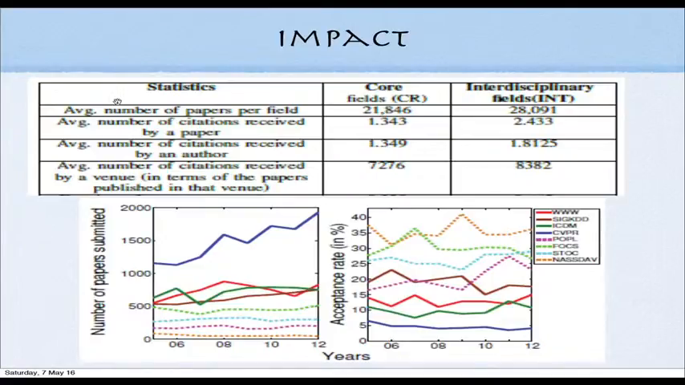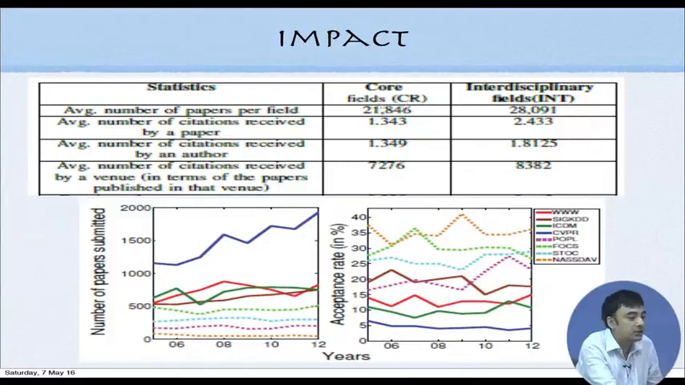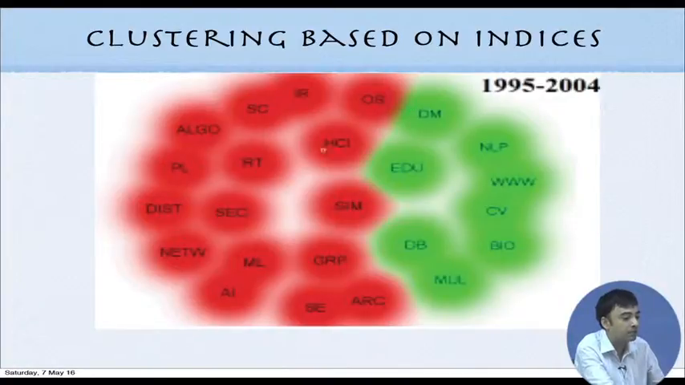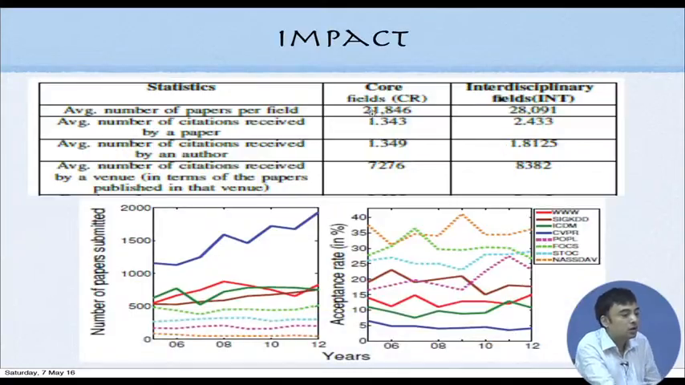So what you see here, in the top table, is some average statistics: the average number of papers written per field. If you look at the core fields of computer science, the core fields are the ones marked in red blobs here, and the interdisciplinary fields are the ones marked in green blobs here. So you see that the average number of papers written in an interdisciplinary field is much higher than those written in the core field of computer science.